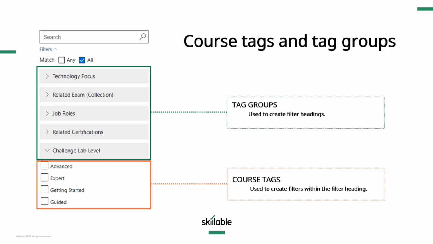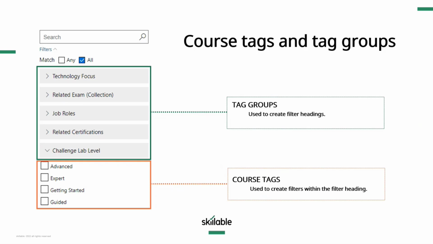But I think that incorporating a lot of these tags and tag groups will really take your course catalog to the next level. When we discuss tags, there is the course tag group, and there is also a course tag, and each one of them plays a role. So it's important to understand the difference when you are building out your tags and tag groups.